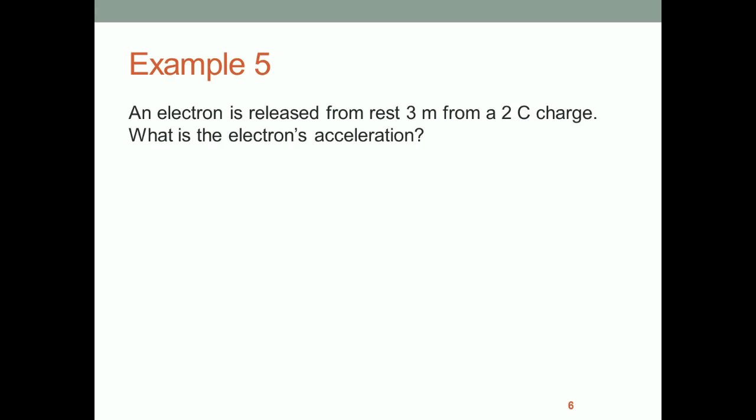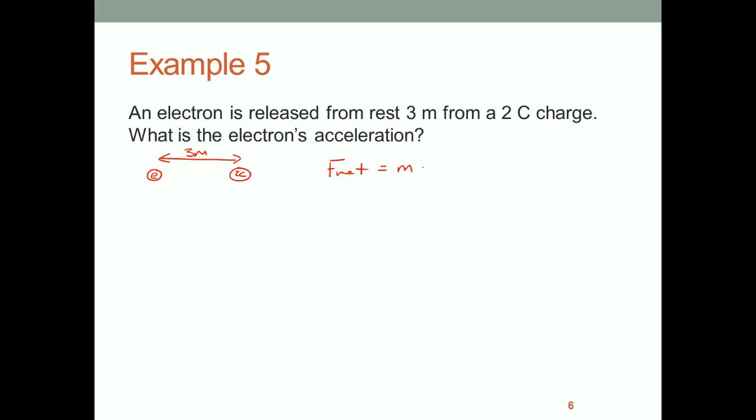In our last example, we are going to combine ideas from this week with last week. We have an electron. So here it is. I'll label it with an E so we know it's an electron. And we have a 2 coulomb charge, and they are 3 meters apart. I want to know what is the electron's acceleration right upon the time of release. Because as it moves closer, the force will change, which means the acceleration will change. But at the time of release, we can find it given this information.